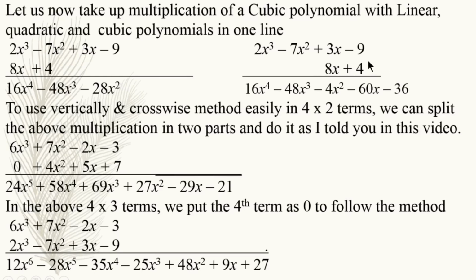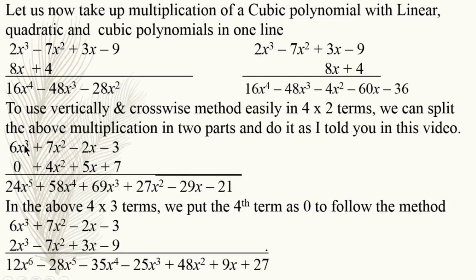Then we multiply these two values vertically and we get minus 28x squared. We shift these two values on this side and get the value of x squared from here. So what we are getting is 24x squared. So minus 28 plus 24 is minus 4x squared. Then we cross multiply this. So plus 12x minus 72x is minus 60x, and then 4 into 9 is 36, and plus minus minus, so minus 36. So this way it becomes easier to use the vertical and crosswise method.